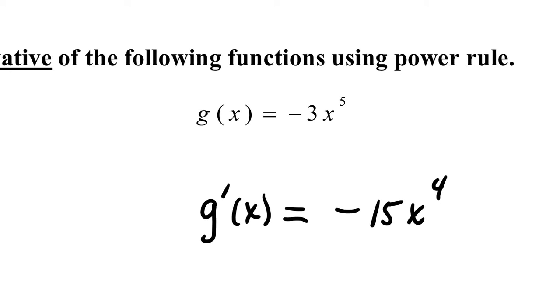In our second example, negative 3 times 5, that's negative 15. Take 1 off your power, that makes it x to the 4th.